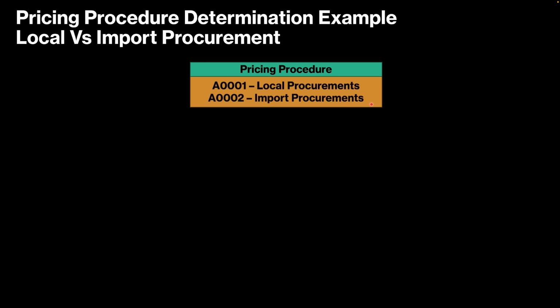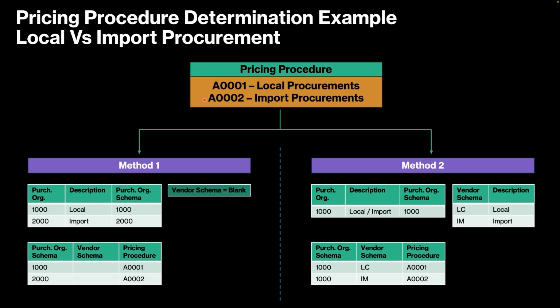Now let's learn the process of pricing procedure determination through a real world example. So let's say that in your organization you have two different pricing procedures for local procurement and import procurement. That is, for procurement from local vendors, you have a particular pricing procedure, and for procurement from foreign vendors, you have another pricing procedure configured in the system. Now, to determine these two pricing procedures for their applicable scenarios, you have two options for doing the configuration.